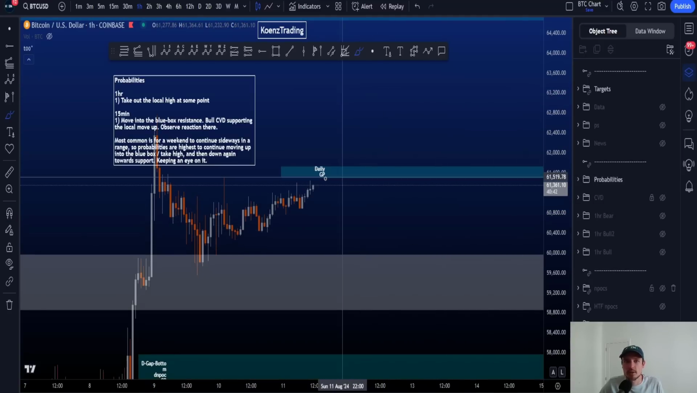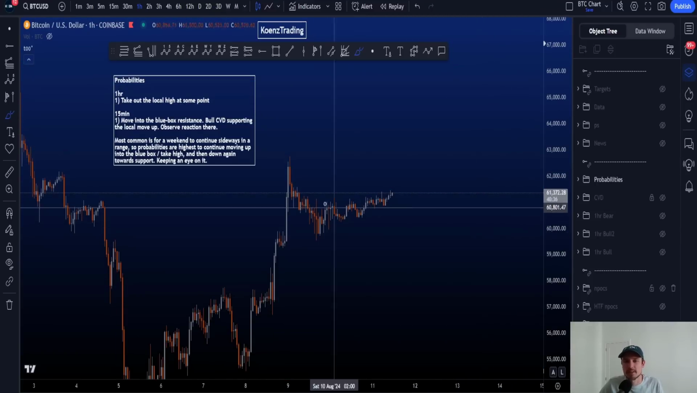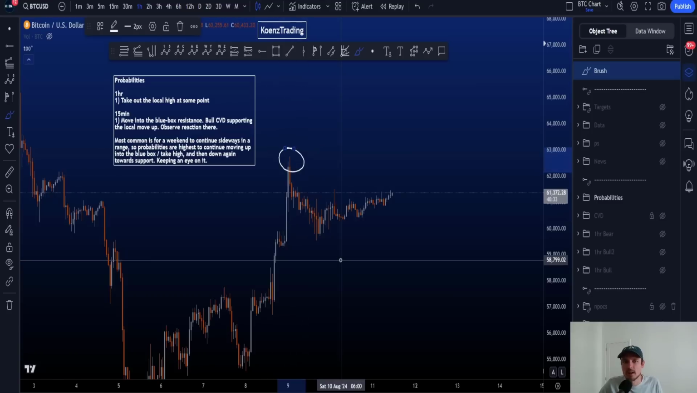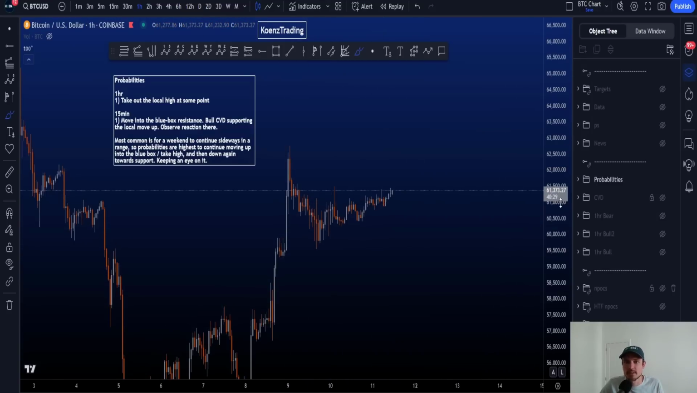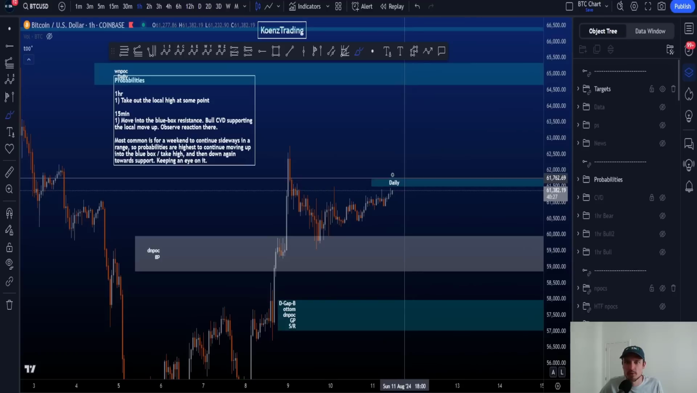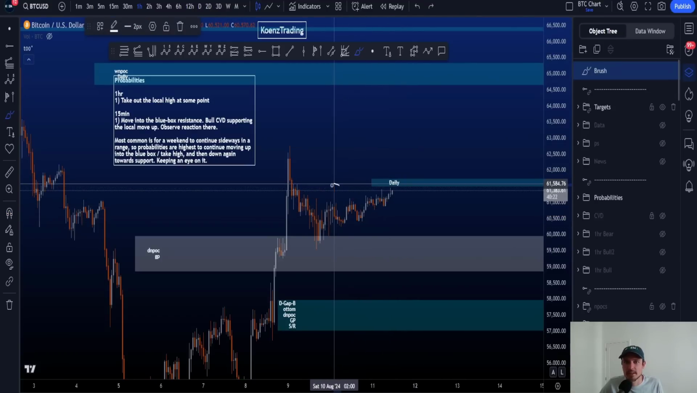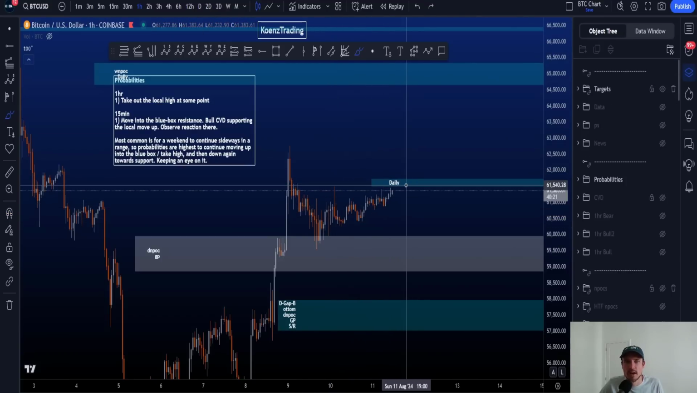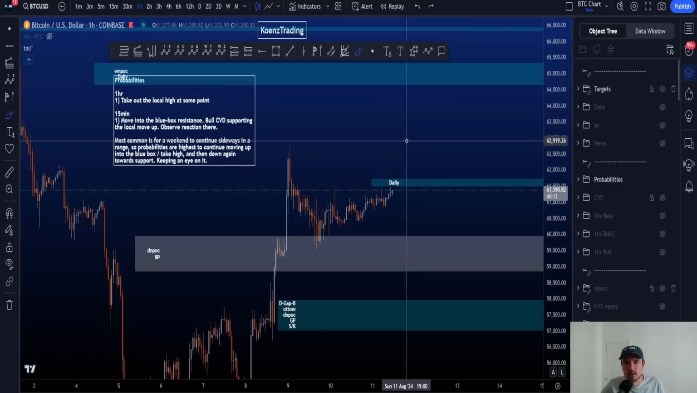If you then finally look at the probabilities of the different scenarios, currently on the 1 hour time frame, the probabilities are higher to take out this high at some point. And on the 15-minute time frame, the probabilities at the moment are higher to move into that blue box, preferably supported by the bullish CVD divergences. Taking out this high would be nice as well. And then we have to observe the reaction over here. If we can pass this area, the next area of interest really for me would be 63.1k.